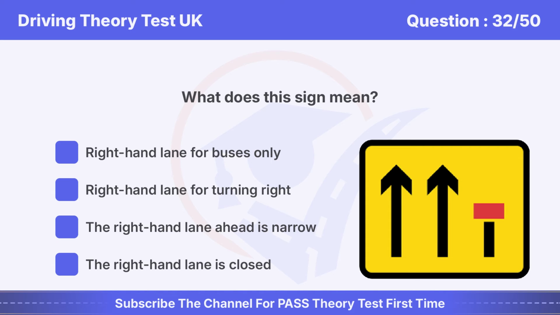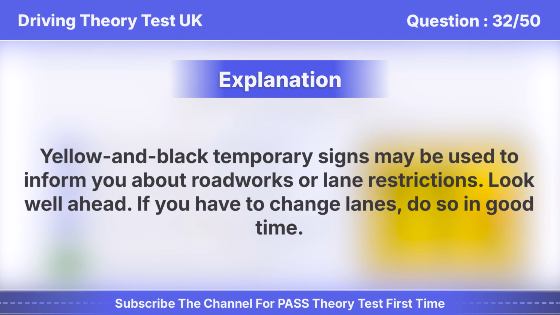Question 32. What does this sign mean? Answer is D. The right-hand lane is closed. Yellow and black temporary signs may be used to inform you about roadworks or lane restrictions. Look well ahead. If you have to change lanes, do so in good time.